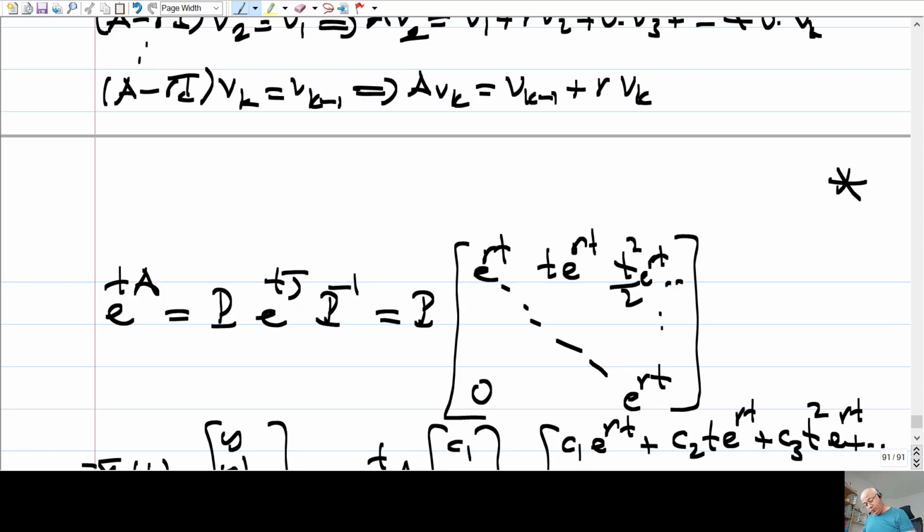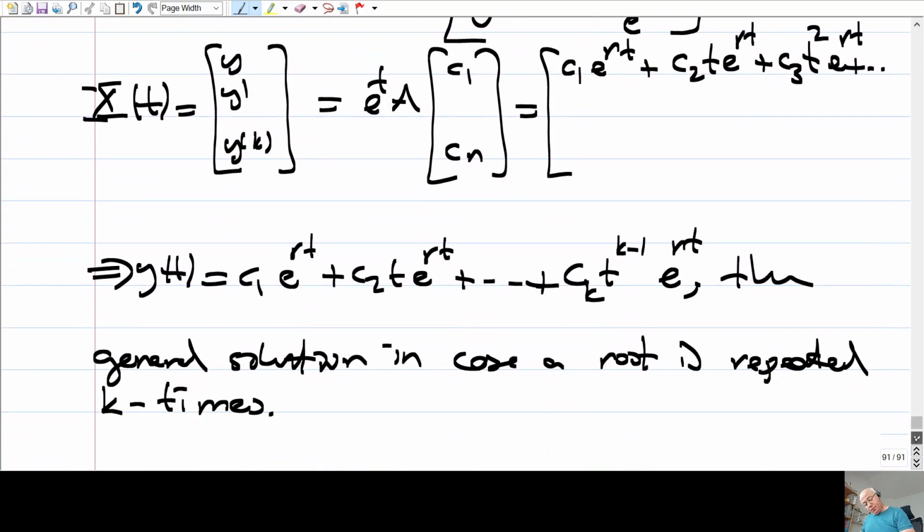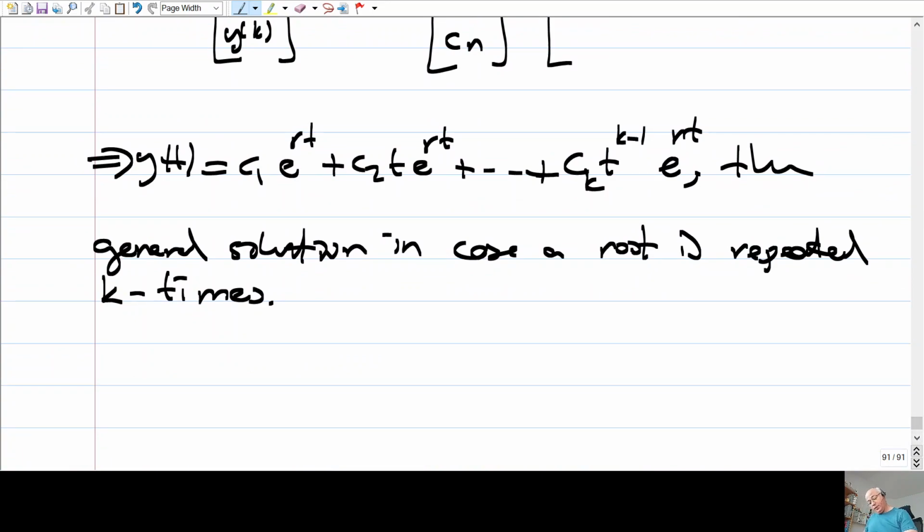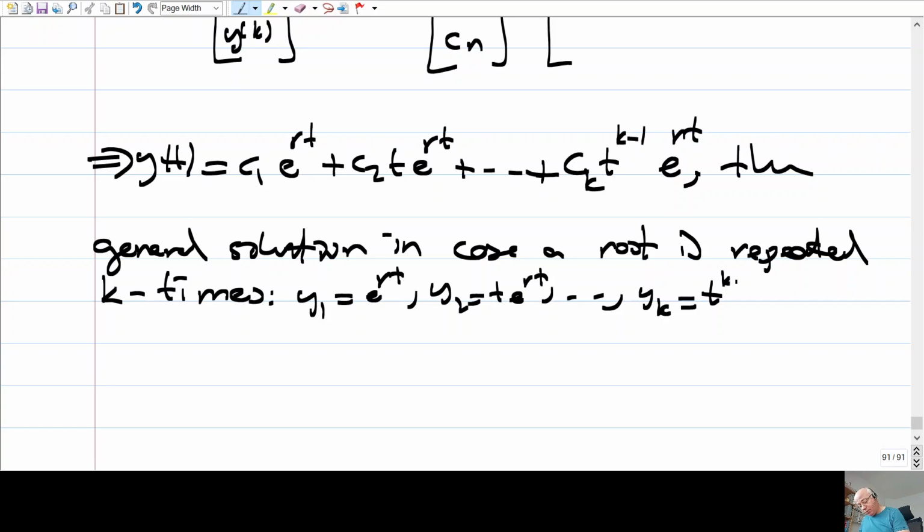All right. So in case a root is repeated k times, this is the solution. Actually, the solutions are like this. y1 is e to the power rt, y2 is t times e to the power rt, up to the kth solution, which is t to the power k minus 1 times e to the power rt.